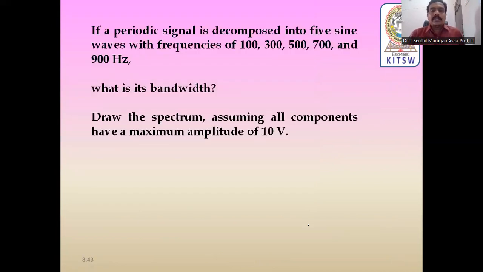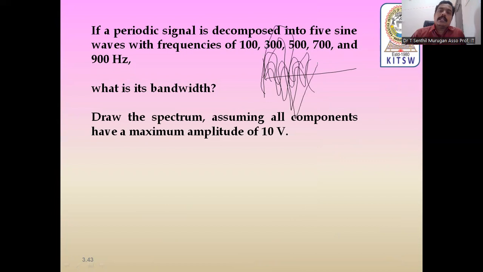If a periodic signal is decomposed into 5 sine waves with the frequency of 100, 300, 500, 700 and 900. Okay, so you see the 5 signals are there. The frequency is 100, then 300, 500, 700, 900. So like that, it's a different frequency with a different amplitude.